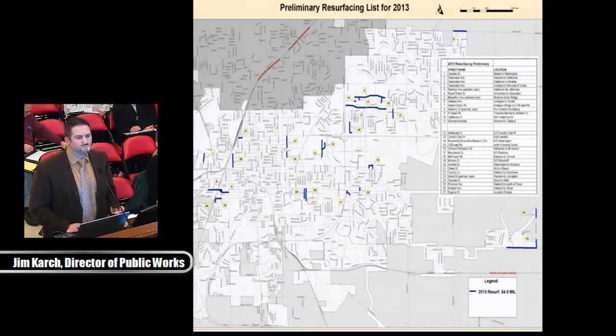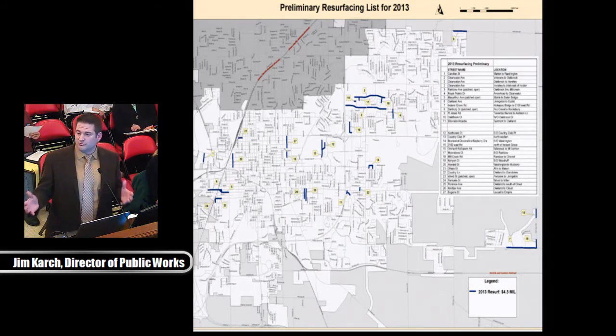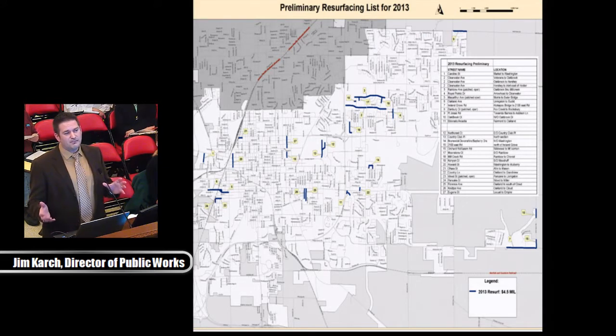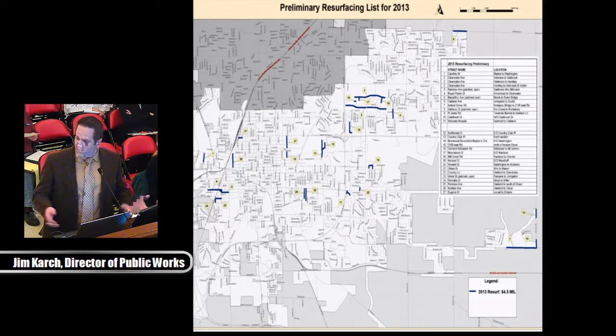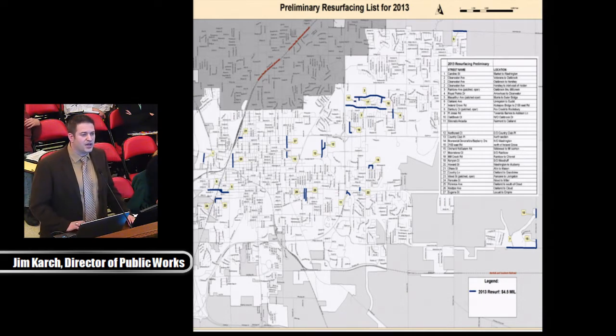You'll notice this map before you actually has $4.5 million worth of streets up on there. I want to make sure I point that out to you, and the reason for that is that it's important for you to see the type of extra work and what else could be done. Also for an additional $500,000, but then also what else? There's a lot of need. There's a lot of outstanding need out there.